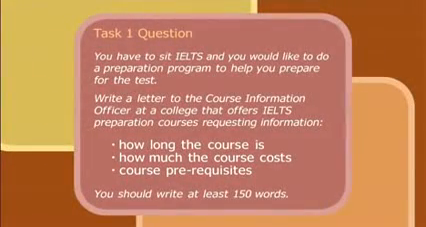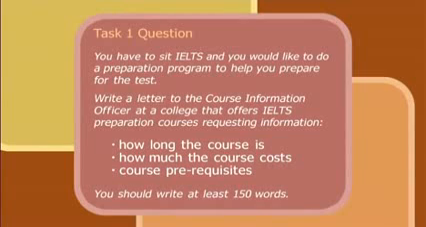In Task 1, the way the IELTS General Training question is laid out will help you in organising your response or answer. For example, look at the following question, a typical question for Task 1. You have to sit IELTS and you would like to do a preparation program to help you prepare for the test. Write a letter to the Course Information Officer at a college that offers IELTS preparation courses requesting information. How long the course is, how much the course costs, course prerequisites. You should write at least 150 words.